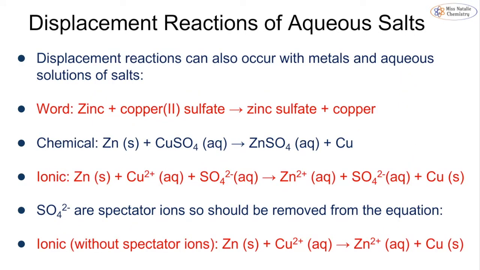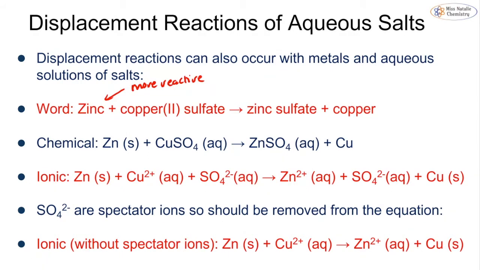Now, we can also get displacement reactions with metals and aqueous salts, and this works in very much the same way. If we take zinc, for example, and this time instead of copper oxide, we're looking at copper sulfate, so we're looking at the salt. We get the same thing. Zinc is more reactive than copper because it is higher on the reactivity series. So it is going to take the place of the copper, and we are going to form zinc sulfate and copper metal.